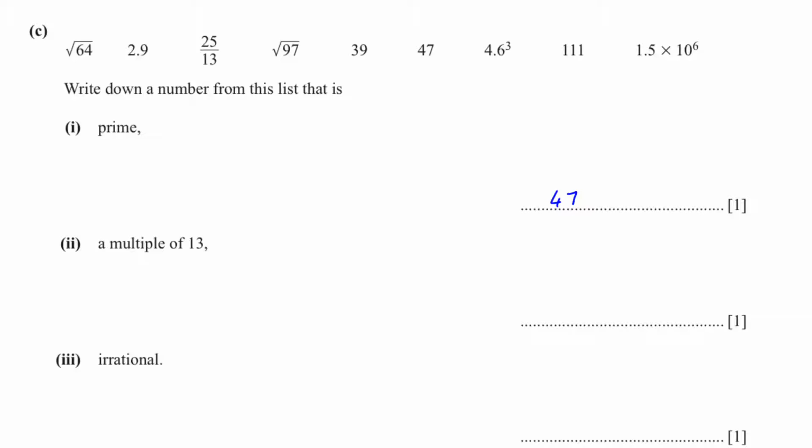A multiple of 13. Multiple means it is in the times table of 13. 13 multiplied by 1 is 13, 13 times 2, 26, and 13 times 3, 39. Irrational number. Irrational numbers are those numbers that cannot be written as a fraction. From these numbers, square root 97 cannot be written as a fraction, so that's an irrational number. Do watch the video which I have put up for different types of numbers. That will help you.